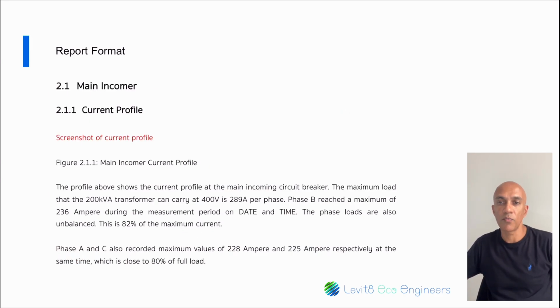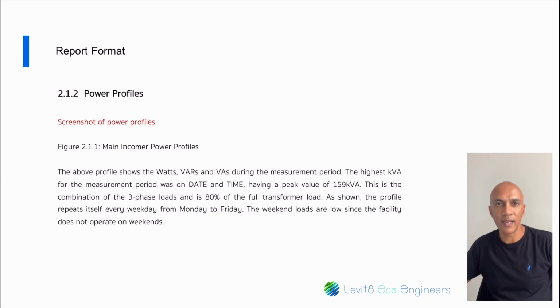Next, you have your current profile. If you're measuring load and you're specifically looking for current, then you will provide a screenshot of the current profile, and you will provide the maximum values and the average values, and when the maximum values occurred, so date and time is specific. And you will also talk about which phases. If the phases are very unbalanced, then you want to mention this as well. And you also want to talk about how much each phase is loaded relative to its design capacity.